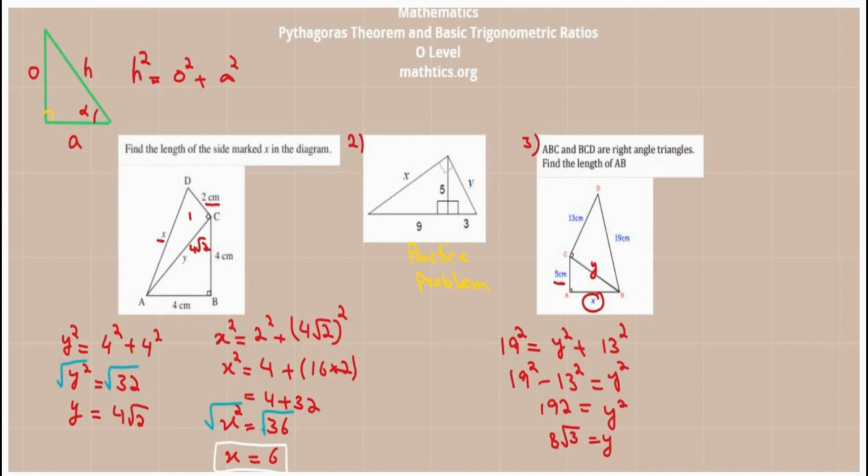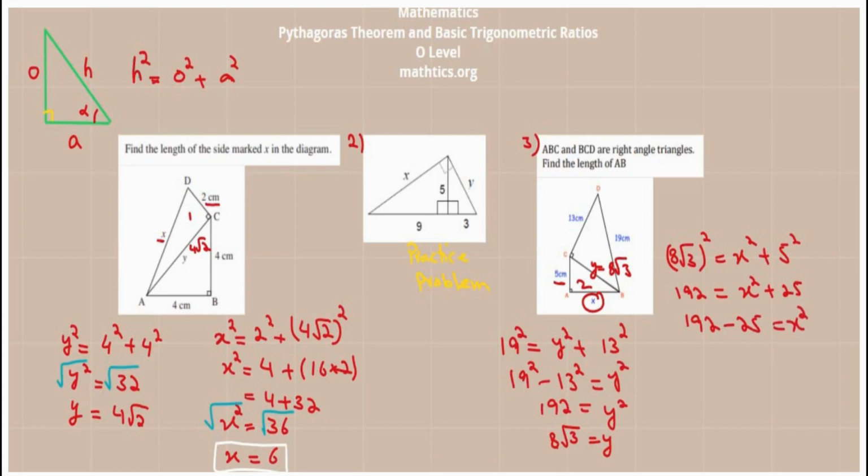Okay, so let's write this answer of y over here. y is equal to 8 times square root 3. Now let's consider this second triangle. In this triangle, y is the hypotenuse, so that means (8 square root 3) squared, according to the Pythagoras theorem, will be equal to x squared plus 5 squared. The square of this whole thing, (8 times square root 3) squared, will be equal to 192. This is equal to x squared plus 25. So 192 minus 25 will be equal to x squared.